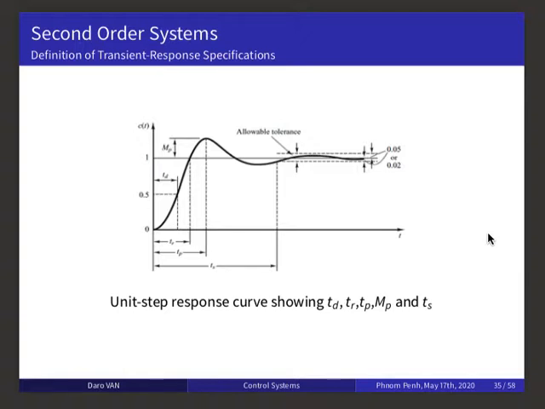This is part 4 of lecture 7, Transient and Steady State Response Analysis. In this section, we'll discuss the definition of transient response specifications. So we have some terms like TD, called the time delay, TP, TS, TR, MP, and so on. We'll talk about this in the next slide.